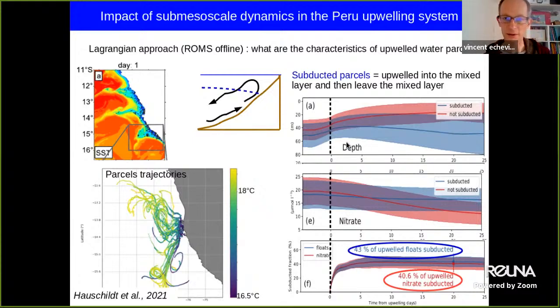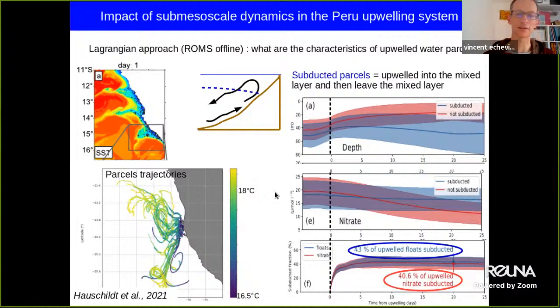So what is shown here is depth. Here you can see that the particles that are not subducted are first around 40 meter depth. They cross the mixed layer, and then they stay at around 20 meter depth. Okay. And the particles that are subducted are slightly deeper, and then they rise to the surface, but they begin to decrease their depth again, in blue.